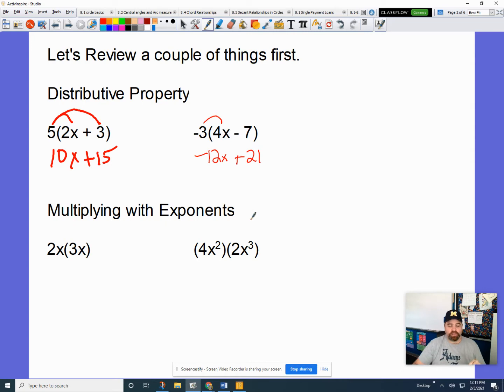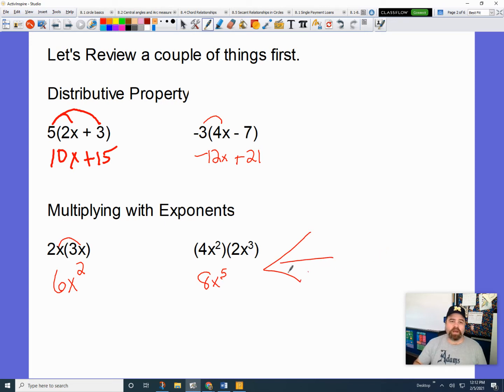Now, the exponents. Real quick, we need to review the exponents, not the power to the power stuff that we've been doing, but just multiplying and how that affects exponents. When I multiply these two terms here, I'm going to get 6 because of the 2 times 3, but then the x times x is going to give me an x to the second power. Same thing here, 4 times 2 is 8, and when I multiply the x's, that's going to give me x to the 5th power. Okay, keep that in mind. The distributive property at this point should be just second nature. Do it in your sleep. Keep this one in mind, the exponent rule.